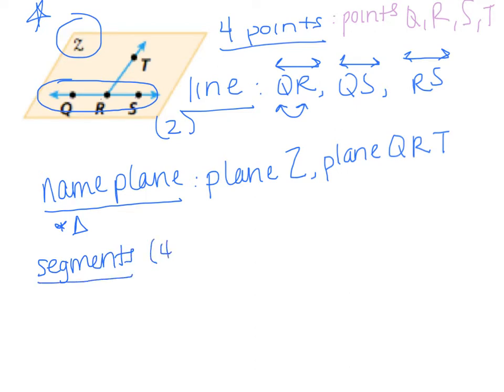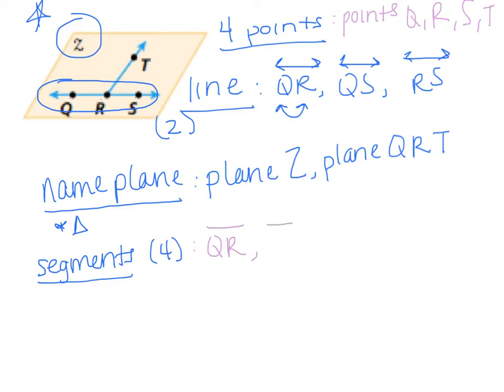Now here we have 4. So remember, our segment is that space right in between the 2 points. And for our segments, we just use a line with no arrows. So let's do this first example right here of QR. That's showing a segment.